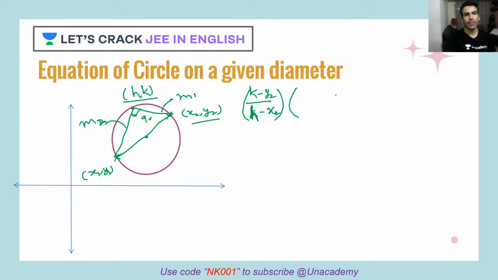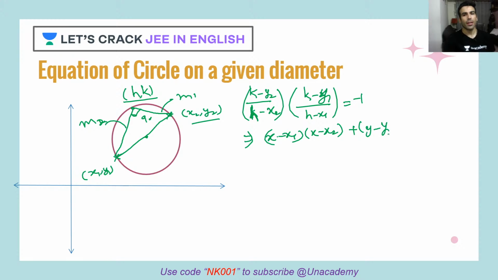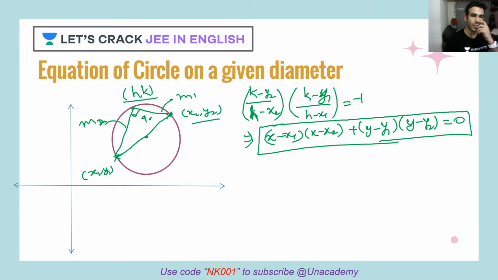This is the slope for this line, and for the second line it is (h - y1)/(h - x1) equal to -1. Now you can just cross multiply. What do you see? I'm replacing h and k with x and y: (x - x1)(x - x2) + (y - y1)(y - y2) = 0. So this is the equation of a circle when two opposite points of a diameter are given.